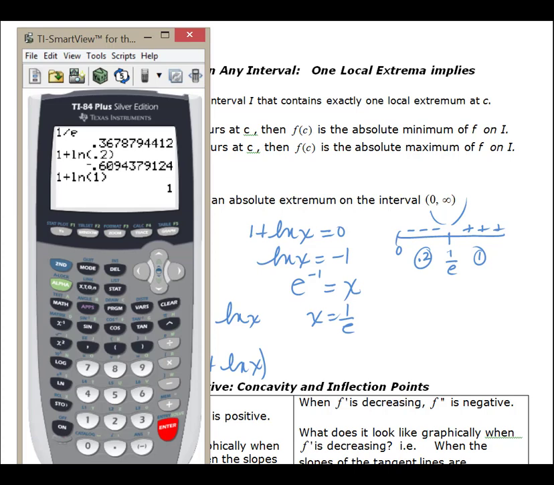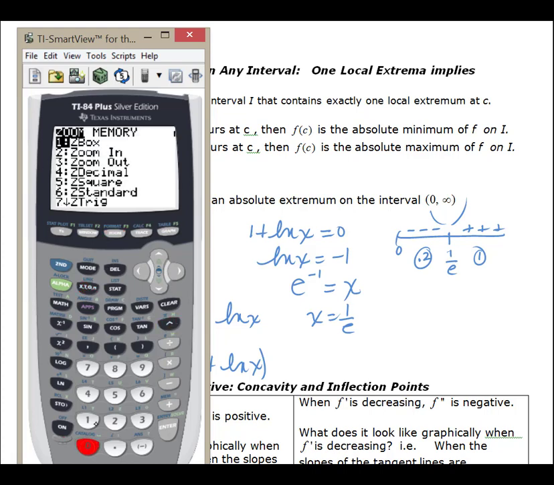So let's graph that function. Y equals, and we've already looked at this function before, but y equals x to the x. And I'm just going to start with a zoom 0, see what that looks like.